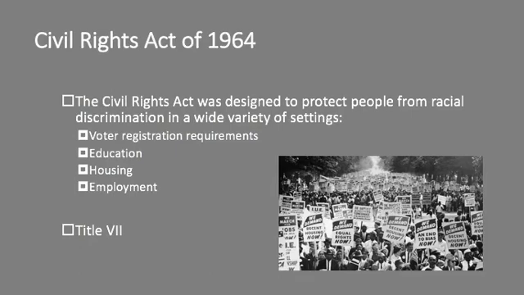Unfortunately, at the time, we still had a lot of discrimination based on race in this country. And so, I've given you several examples here of some of the things that the Civil Rights Act worked to try to make better, right? So there was still discrimination in terms of voter registration requirements. Black Americans weren't able to get registered to vote at the same levels that white Americans were. Unfortunately, we still have some remnants of that today.